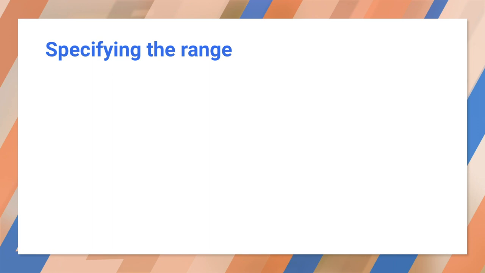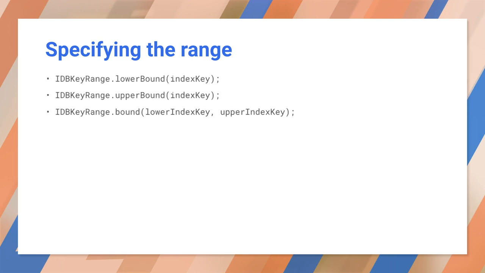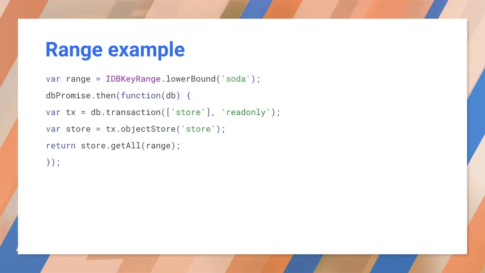Both openCursor and getAll will take an IDB key range value to select a subset of values. You can specify any one of these three: lower bound, upper bound, or plain bound with a lower and upper value. There's also an only method that's not shown here. And here we are. If we wanted all products from soda and later, sorted alphabetically, this is how we would do it. We would create a range with a lower bound and pass it to getAll.